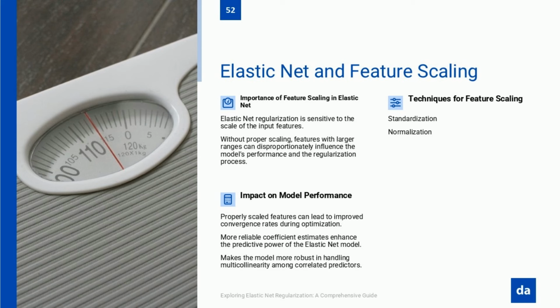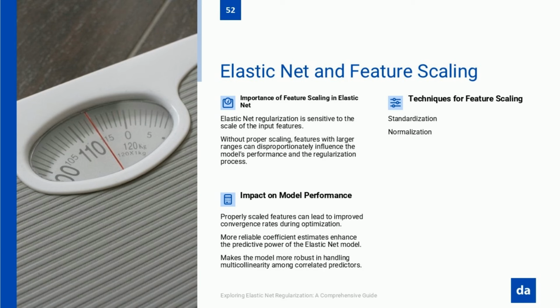There are two common techniques for scaling features in Elastic Net: standardization and normalization. Standardization, z-score scaling, transforms each feature so that it has a mean of 0 and a standard deviation of 1. This is done by subtracting the mean and dividing by the standard deviation of each feature. Standardization is particularly useful when data follows a normal distribution or contains outliers, as it ensures that extreme values do not disproportionately influence the model.